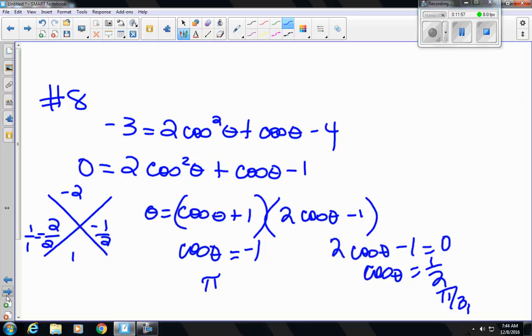Pi over 3 and so pi over 3, 2 pi over 3, 4 pi over 3, 5 pi over 3. I need it to be in the 4th quadrant.